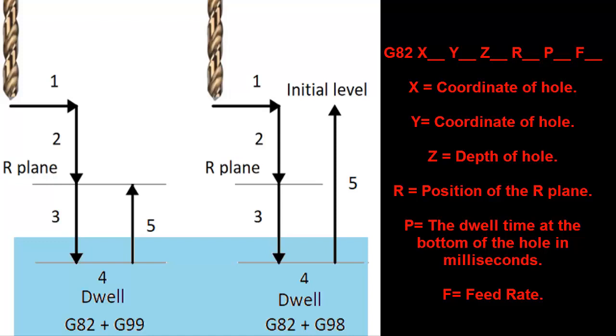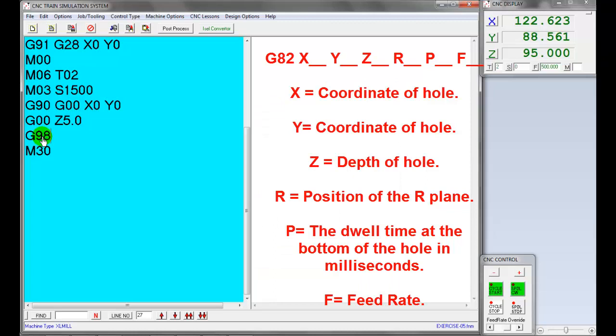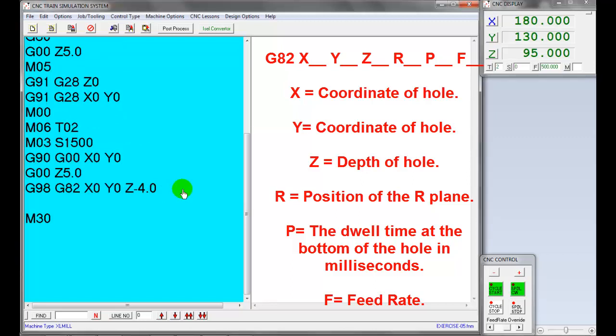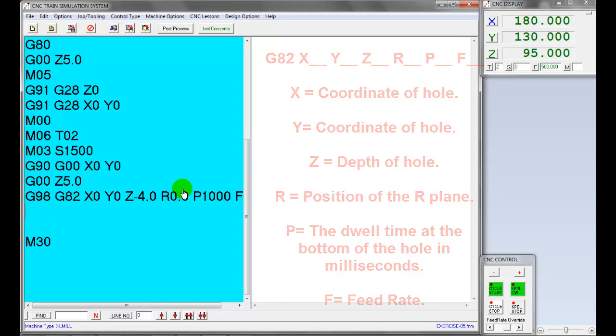Let's add the G82 spot drilling cycle in the part program. G98 returns to the initial point. X0 is the coordinate of the hole. Y0 is the coordinate of the hole. Z-4 mm is the total depth of the hole, which is calculated using the formula previously. R0 is the position of the R plane. P1000 is the dwell time at the bottom of the hole in milliseconds. F50 is the feed rate.